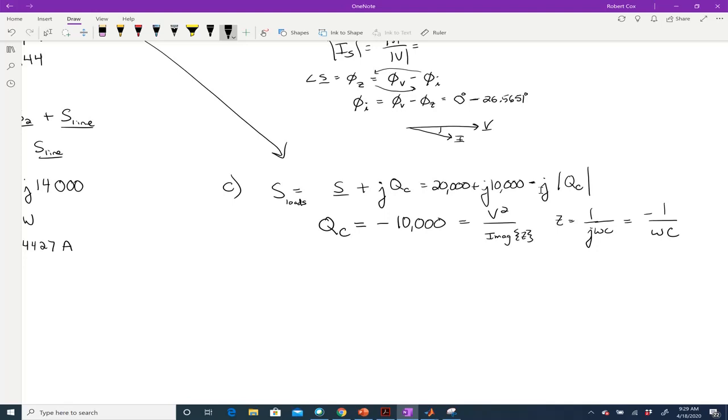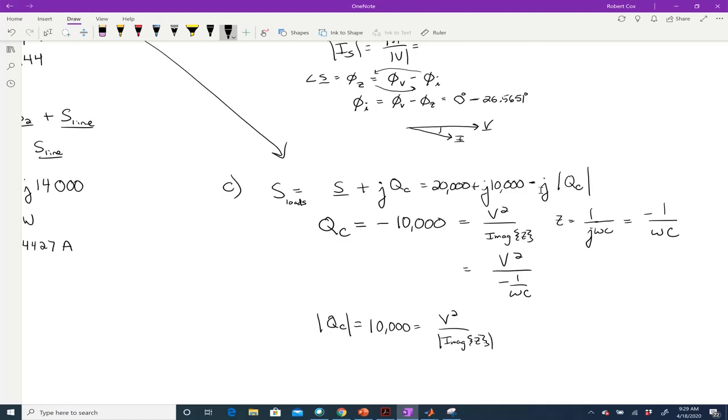So I can do it that way, or alternatively, just to play this out for a second, V squared over negative 1 over omega C. So the minus signs very clearly cancel each other. The other way I sometimes do this is I'll say the magnitude of Q sub C needs to be 10,000. And the magnitude is equal to V squared over the magnitude of the imaginary part of the impedance.